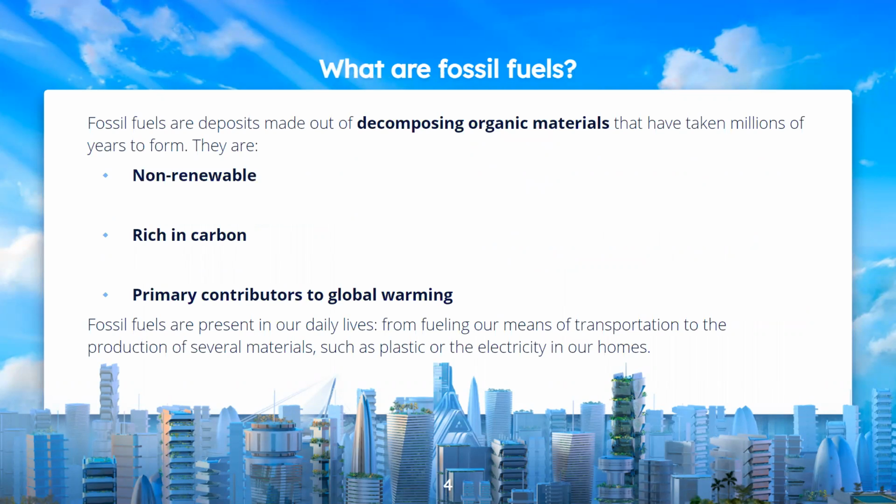Fossil fuels are deposits made out of decomposing organic materials, such as plants and animals, that have taken millions of years to form. They are non-renewable, which means that they cannot be replaced by natural processes at a pace fast enough to keep up with the consumption. They are also rich in carbon, so when they are burned, they release carbon dioxide and other greenhouse gases. And because of this, they are the primary contributors to global warming.